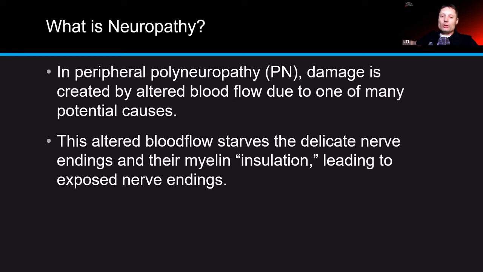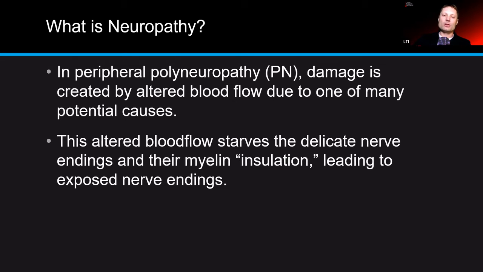You have ongoing nerve problems, and restoring blood flow can be really a challenge. So again, peripheral mononeuropathies are going to be single nerves and something like carpal tunnel syndrome or Bell's palsy. Polyneuropathies are going to cover many different nerve endings.